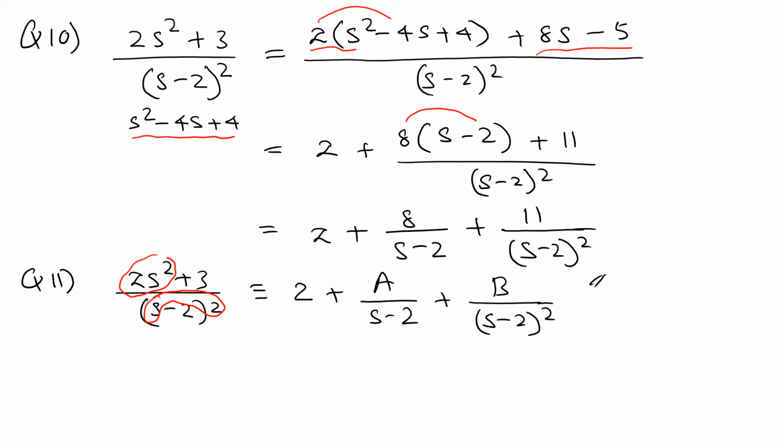And then what we normally do is we're going to multiply by the factored version. So that means when you multiply you get 2s squared plus 3 identical to 2.